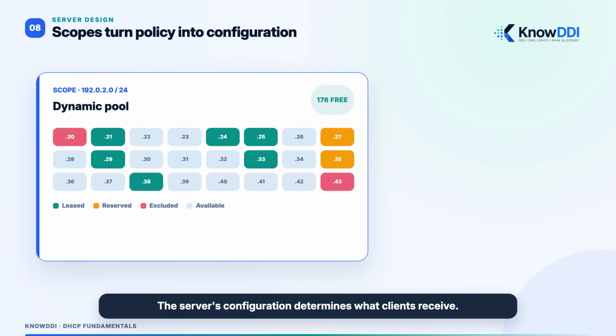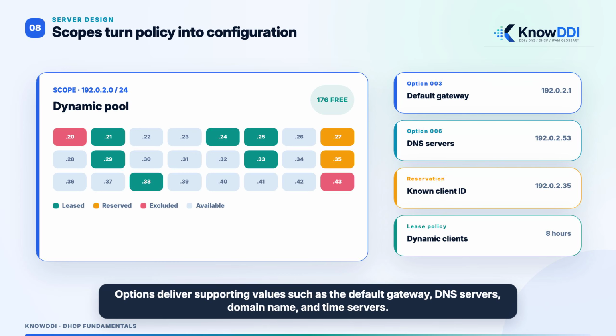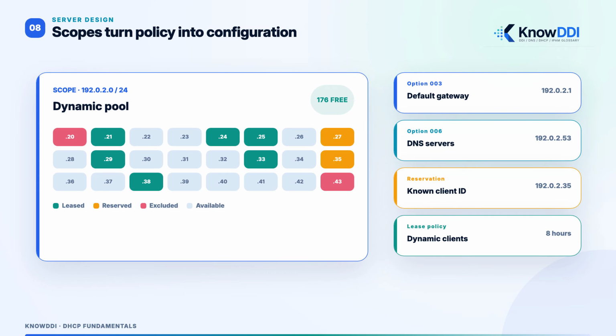The server's configuration determines what clients receive. A scope defines a subnet and its dynamic address pool. Exclusions keep specific addresses out of that pool. Options deliver supporting values such as the default gateway, DNS servers, domain name, and time servers. A reservation maps a known client identifier to a predictable address, while still letting DHCP deliver the rest of the configuration. Reservations are useful for printers, appliances, and other devices that need consistency without manual settings. Good scope design prevents overlap and keeps enough free addresses available.